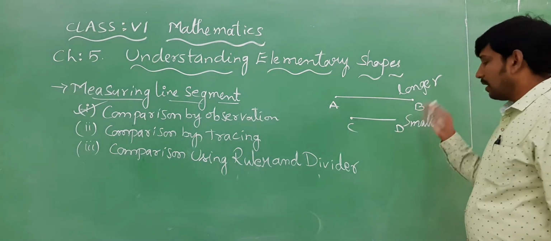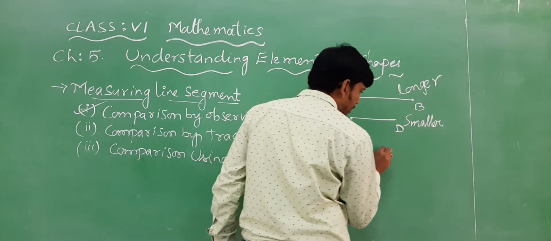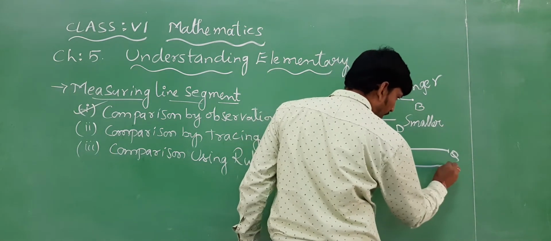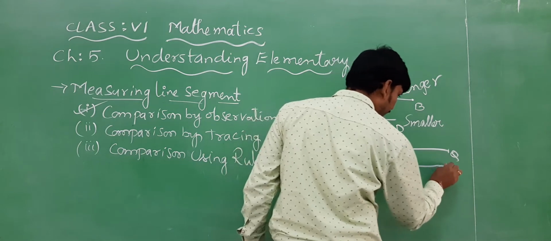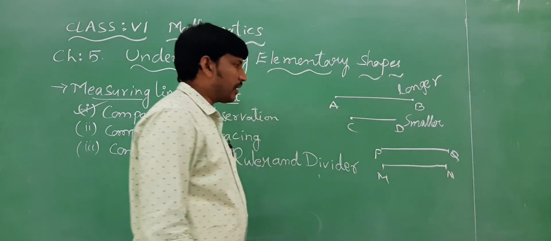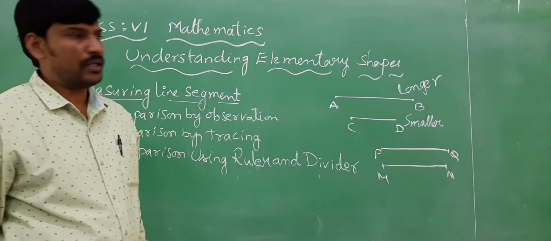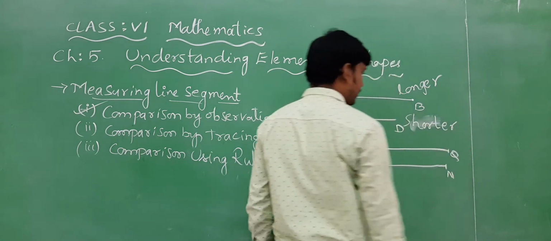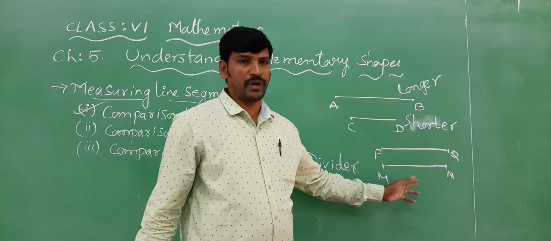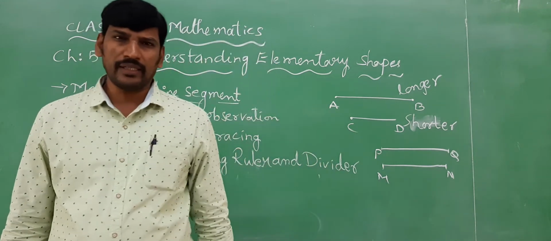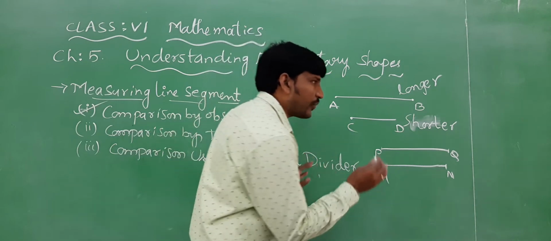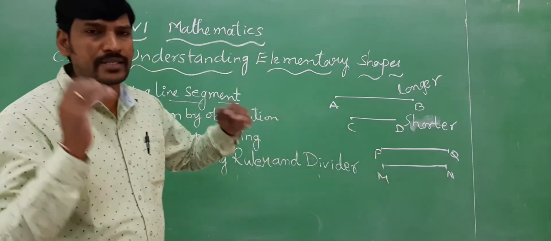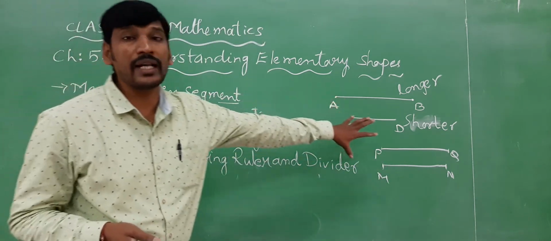Right. Suppose I draw two line segments here, this is P and Q. Now this is M and N. Can you say which one is the longer one and which one is the shorter one? I can say longer and shorter, no? Right. Now tell me, which one is the longer one, which one is the shorter one? It is a little bit difficult. If you observe very closely, you can say that this is the longer one and this is the shorter one. But if you observe from a long distance, both look equal.